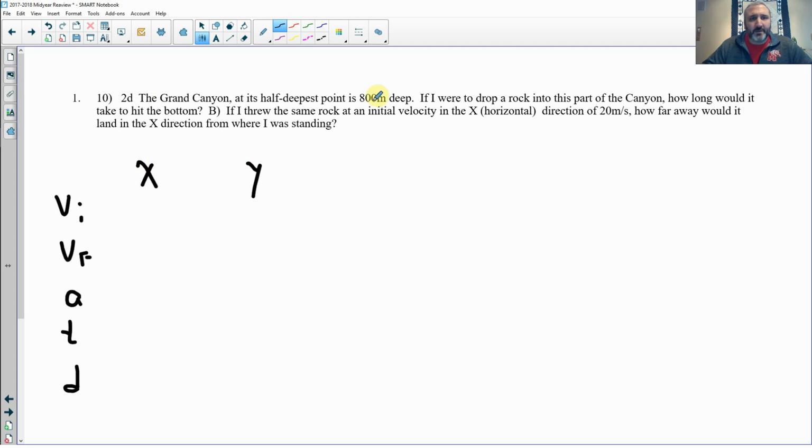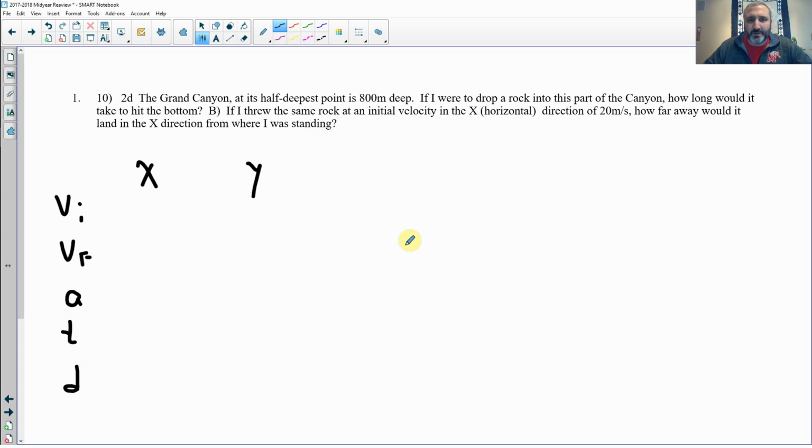And here we go. The Grand Canyon at its deepest point is 800 meters deep. A, if I were to drop a rock into this part of the canyon, how long would it take to hit the bottom? B, if I threw the same rock at initial velocity of 20 meters per second in the X dimension, how far away would it land in the X dimension from where I was standing? So this is another instance. It's a cliff problem, and I'm going to do it just in the 2-dimensional way, but the whole point of this is to show you that the 1-dimensional time and the 2-dimensional time is exactly the same.